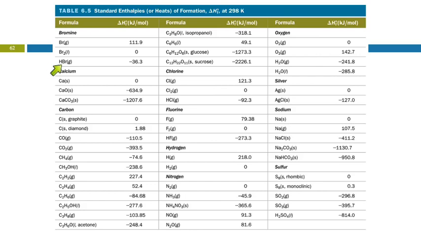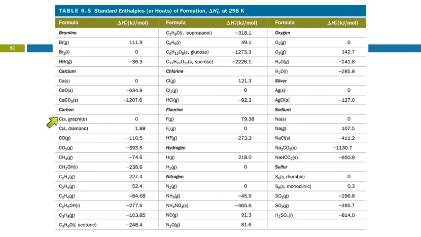So if we look here we've got bromine gas and bromine liquid. This is bromine, atomic bromine in the gas state. It has a heat of formation of 111.9 kilojoules per mole. Liquid bromine, as a diatomic molecule, has a standard heat of formation of 0. That tells me that's the standard state for bromine. Its most stable form is Br2, and at room temperature it's a liquid. So that's its standard state.